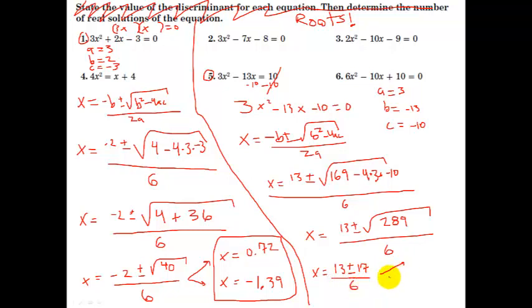And now we have to branch, because there's two possibilities. 13 plus 17 is 30. 30 divided by 6 is 5. Okay. 13 minus 17 is negative 4. Negative 4 divided by 6 reduces to negative 2/3. Okay, so there's our answer. So interestingly enough, this came out to be a whole number, and this came out to be a fraction, but with simple coefficients, simple numbers there, right?